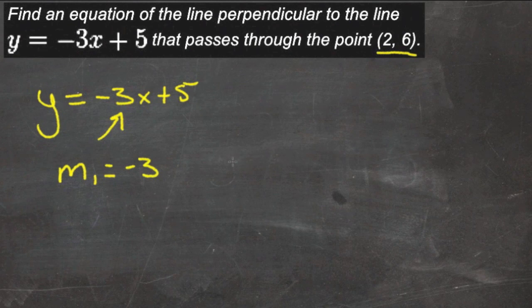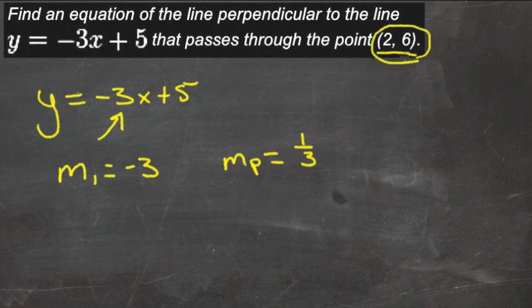That means that the slope of the line that's perpendicular, we'll call that MP, perpendicular, is going to be the negative inverse of negative 3, so it's going to be positive 1/3. Then the other line also goes through this point (2, 6) here, so that gives us an x and a y, and we can use the slope-intercept formula, y equals mx plus b, and all we'd be missing then would be b.